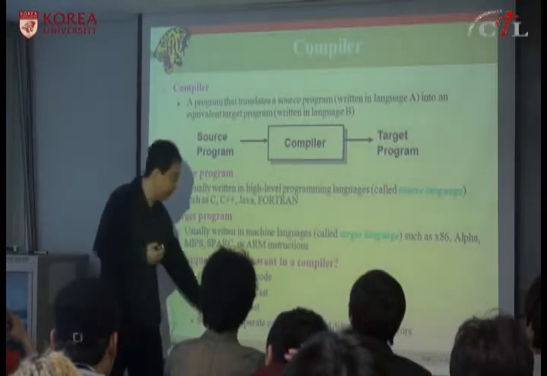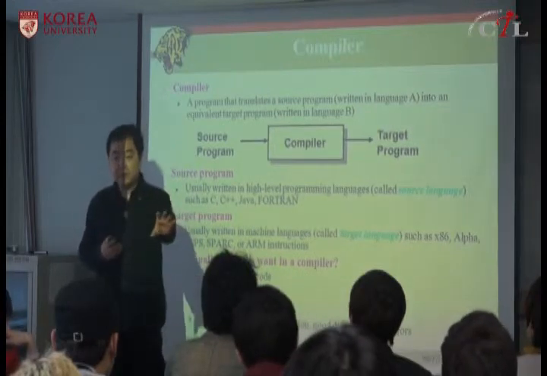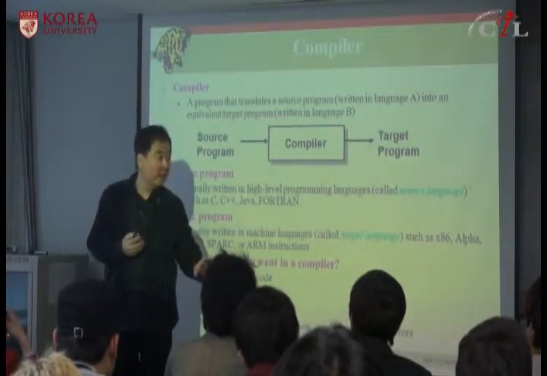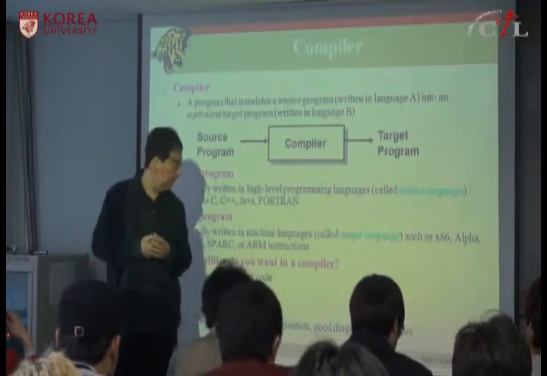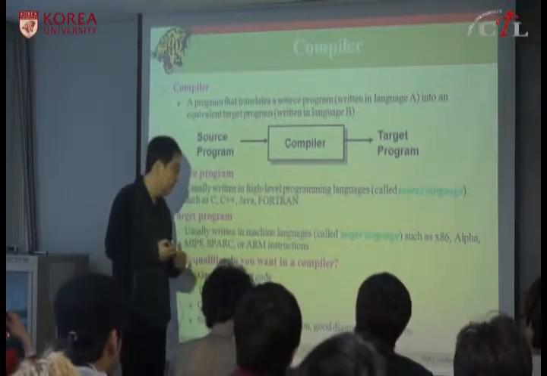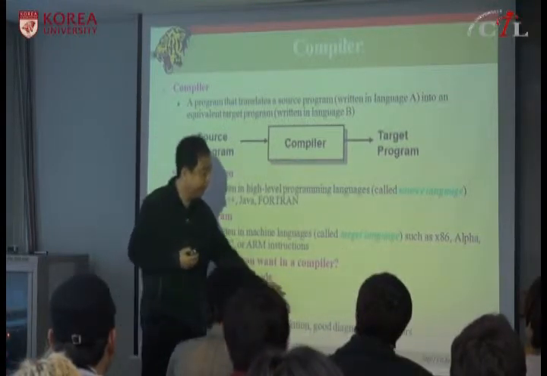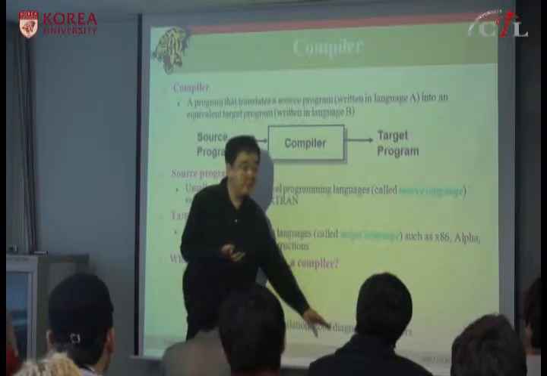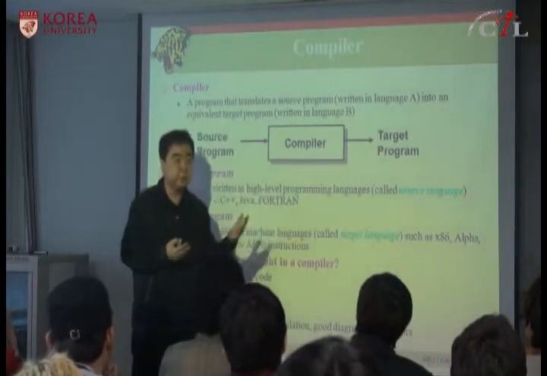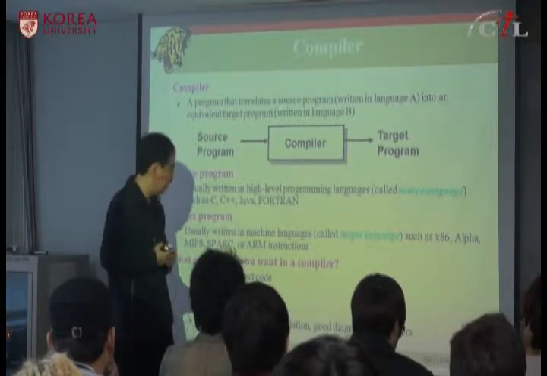And it should support separate compilation. Separate compilation means each function or each file should be compiled independently to generate a relocatable object file. Usually all the compilers support this kind of separate compilation. It should also give good diagnostic messages. If something is wrong, they should provide a good hint about what is wrong, and so on.